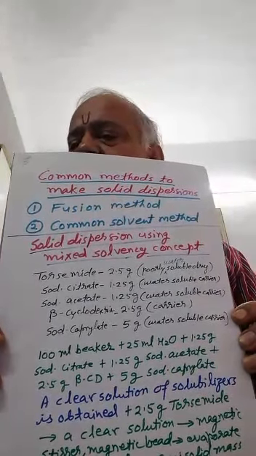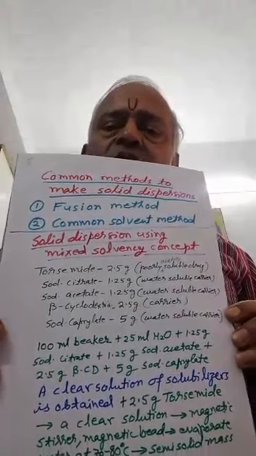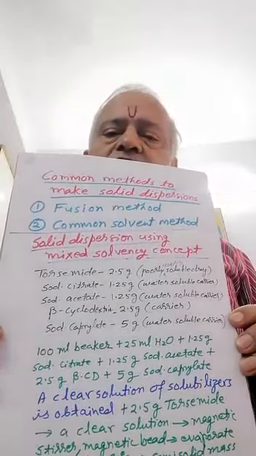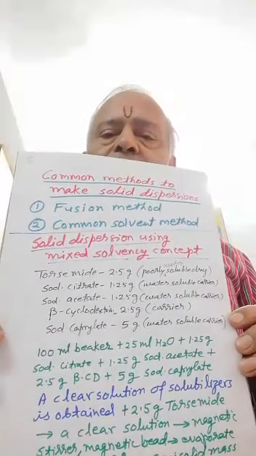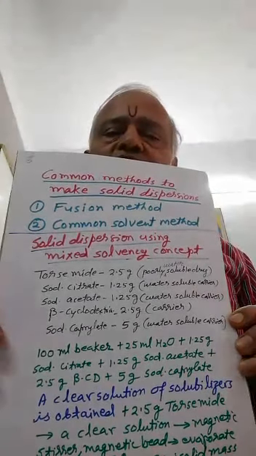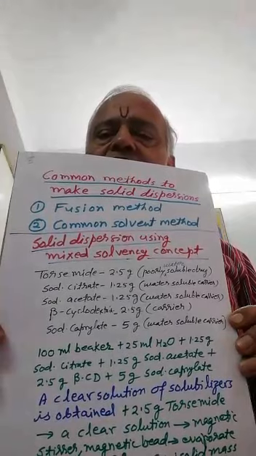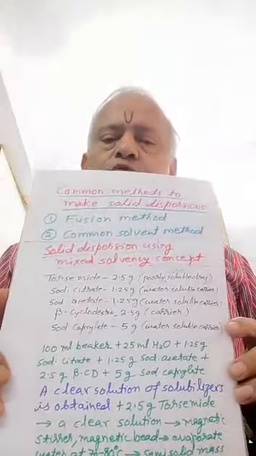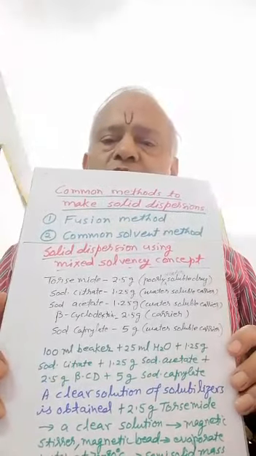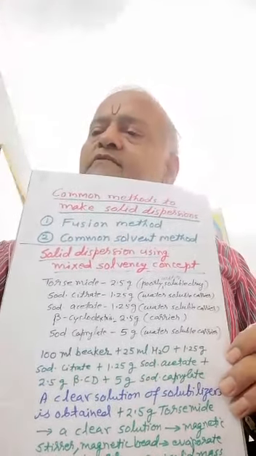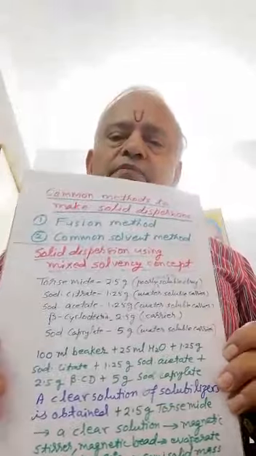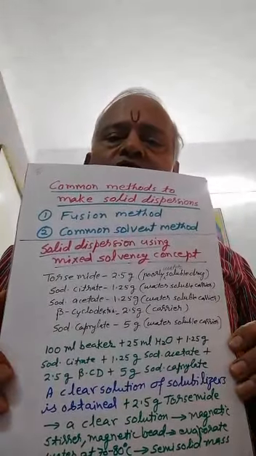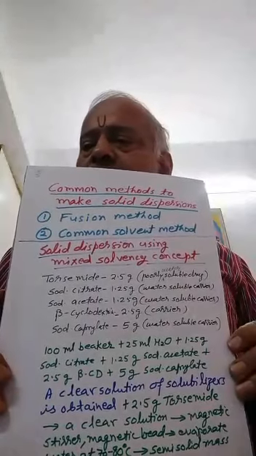Number two is the common solvent method. In the common solvent method, the water soluble carrier as well as the water insoluble drug are dissolved in a particular organic solvent in which both of these solutes have good solubility, and then the organic solvent is removed from this solution and you get a solid dispersion. The drawback of this method is that organic solvent may be left behind in your solid dispersion, so there may be toxicity due to residual solvent.